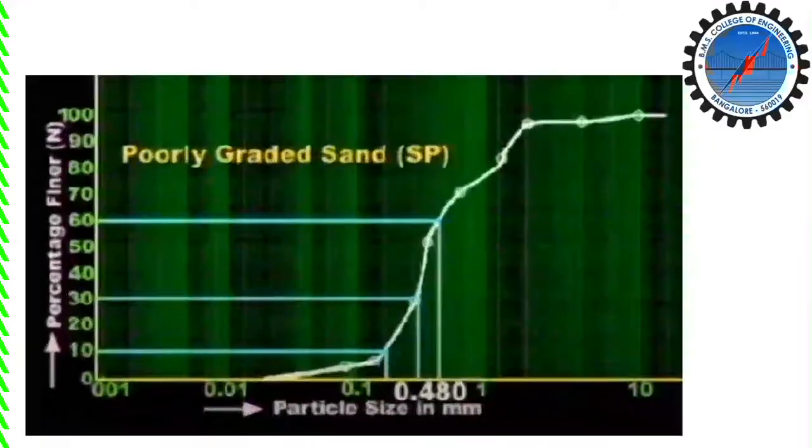So for that, I represent the figure. You can observe over here. It is a poorly graded sand.